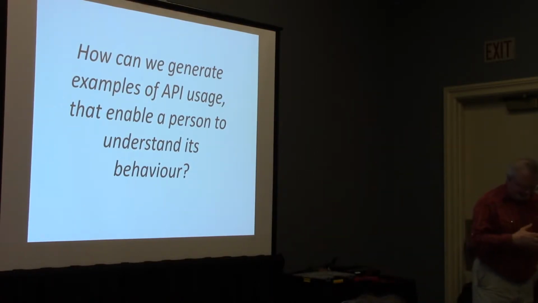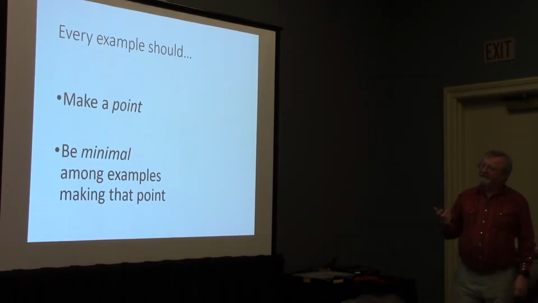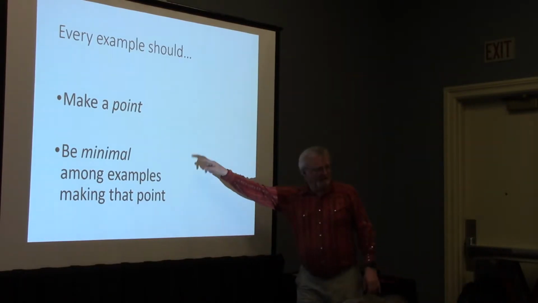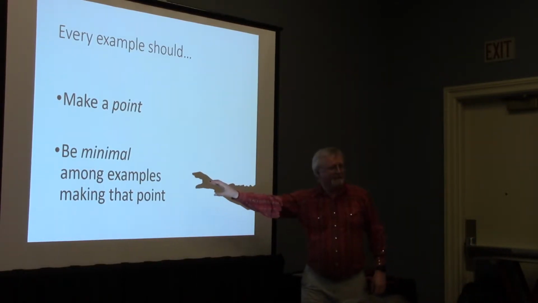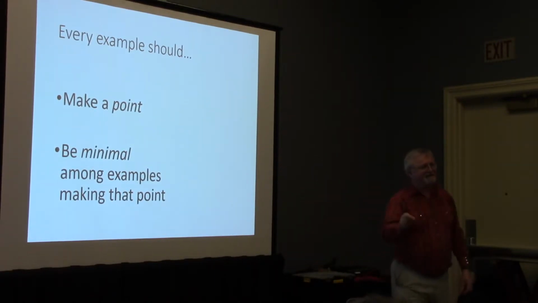Okay, let's think about that. Let me describe our approach. We consider that every example should make a point. You don't want just random sequences of API calls, they're not interesting. When you see an example, you should know what it's telling you. And moreover, every example should be minimal among the examples that make that point. So each example should contain precisely enough to illustrate the point that it's making and no more.